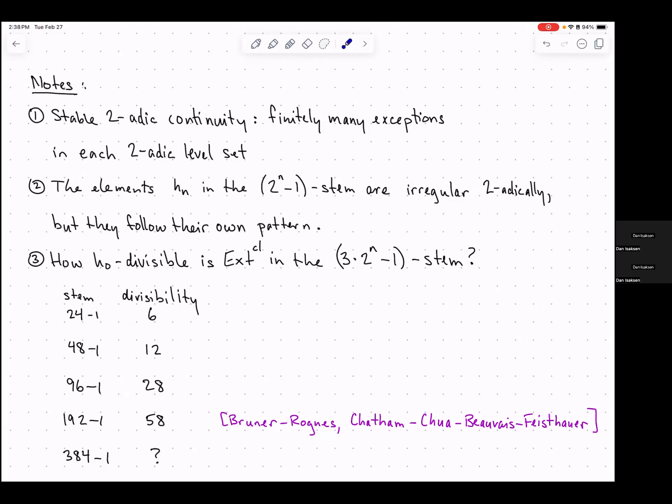I'm giving some named credit there because it's only in relatively recent times, in the last few years, that we had enough data to actually see that explicitly. That comes out of the Bruner-Rognes data set or the Chatham-Chua-Isaksen-Feist Tower data set.